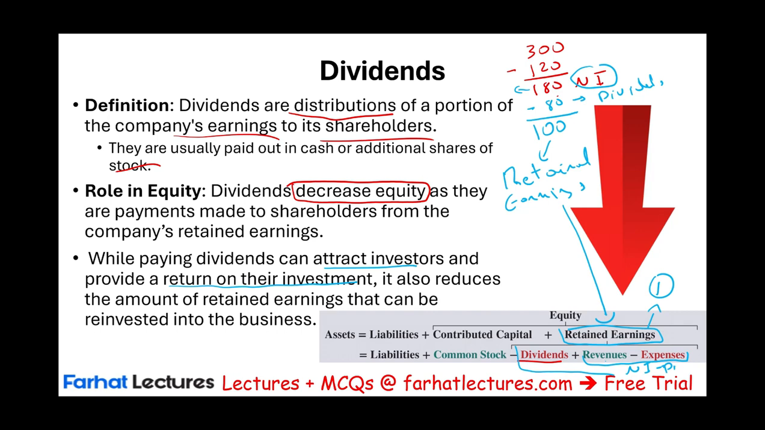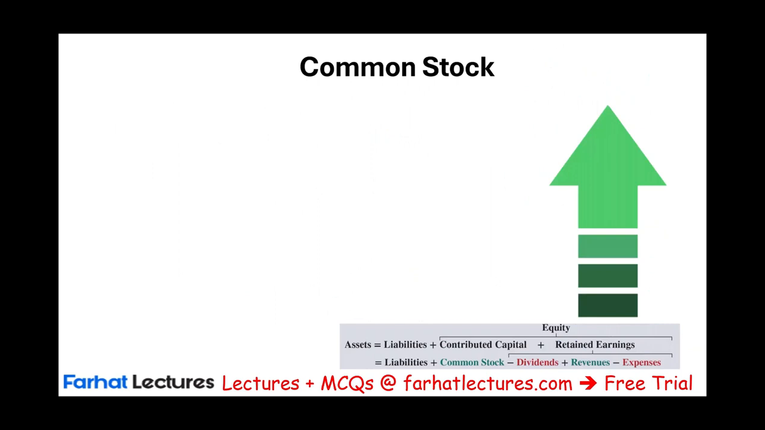Okay, so far we defined the three terms, revenues, expenses, and dividend, and we said all of these are equity, but specifically revenues, expenses, and dividend can be summarized into retained earnings, and I showed you how. The fourth component is common stock. So notice now we're going to discuss this term, common stock.